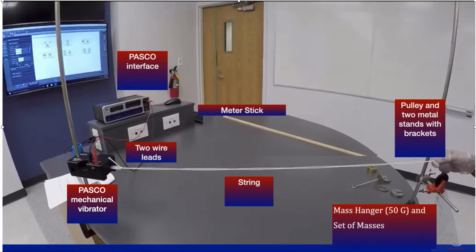D'Oliveira regarding this lab. And what we are going to do is we have to connect this Pasco mechanical vibrator with the stand and connect one end of the string to the Pasco mechanical vibrator, and this string should be passed over the pulley, which is connected to the mass hanger, and the set of masses are present there. Connect this mechanical vibrator with the Pasco interface with the help of these 2 wire leads, and this Pasco interface should be connected to the computer system.